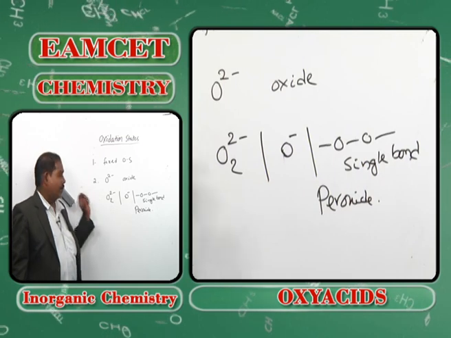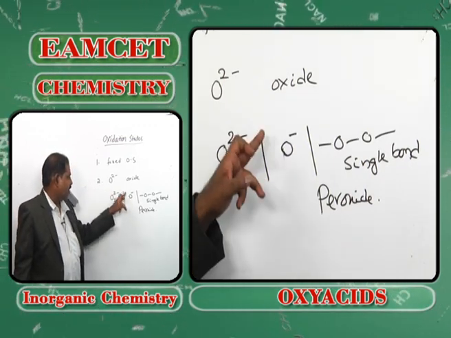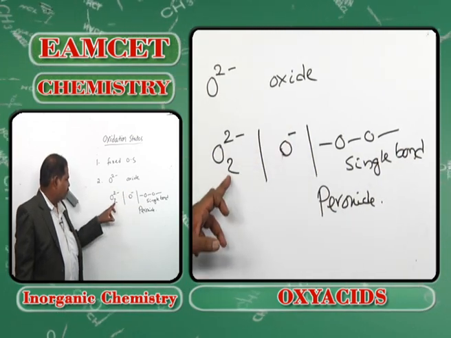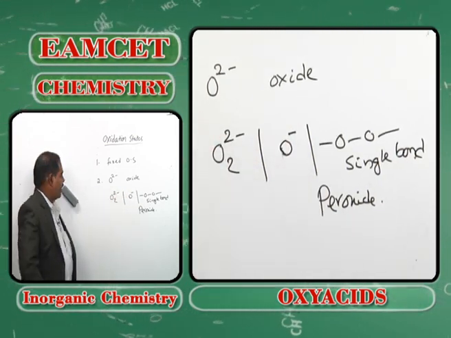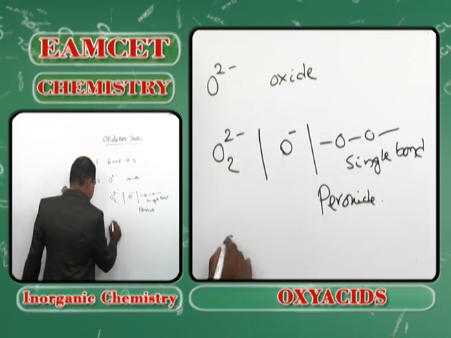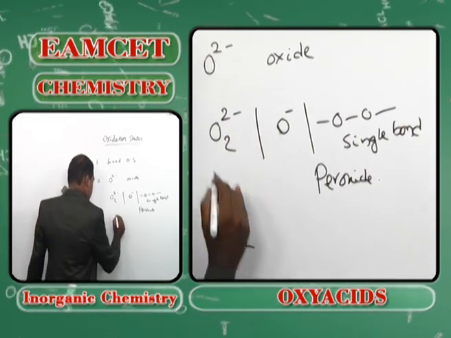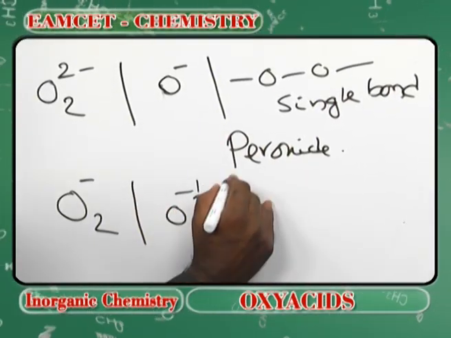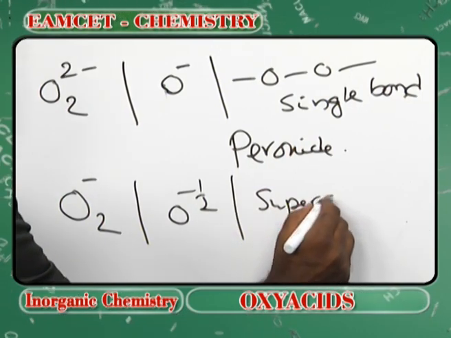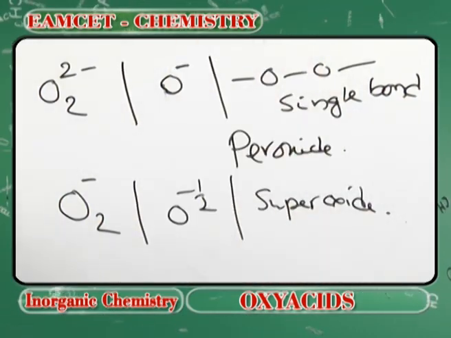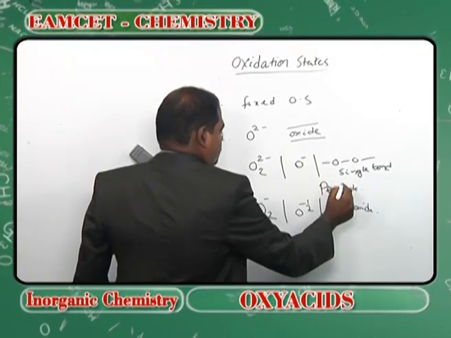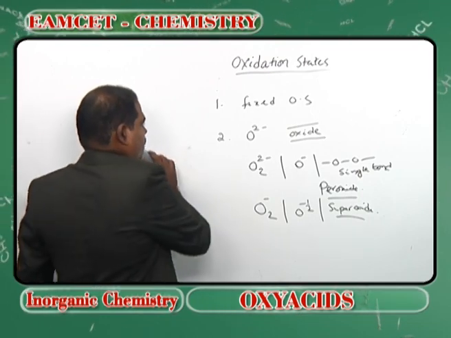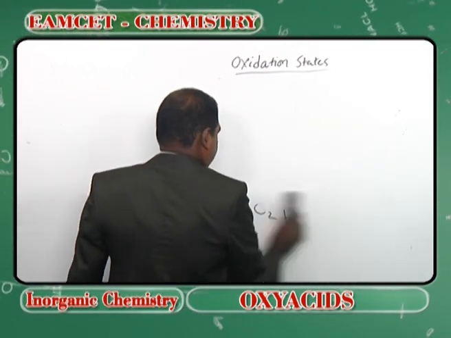So how do you identify a peroxy compound? You should get the oxidation state of oxygen as -1. Each oxygen should get -1, and two oxygens put together should get -2. And if two oxygens put together get -1, or each oxygen gets -half, then it is called a superoxide. Oxide, peroxide, superoxide. Let me look at some examples.